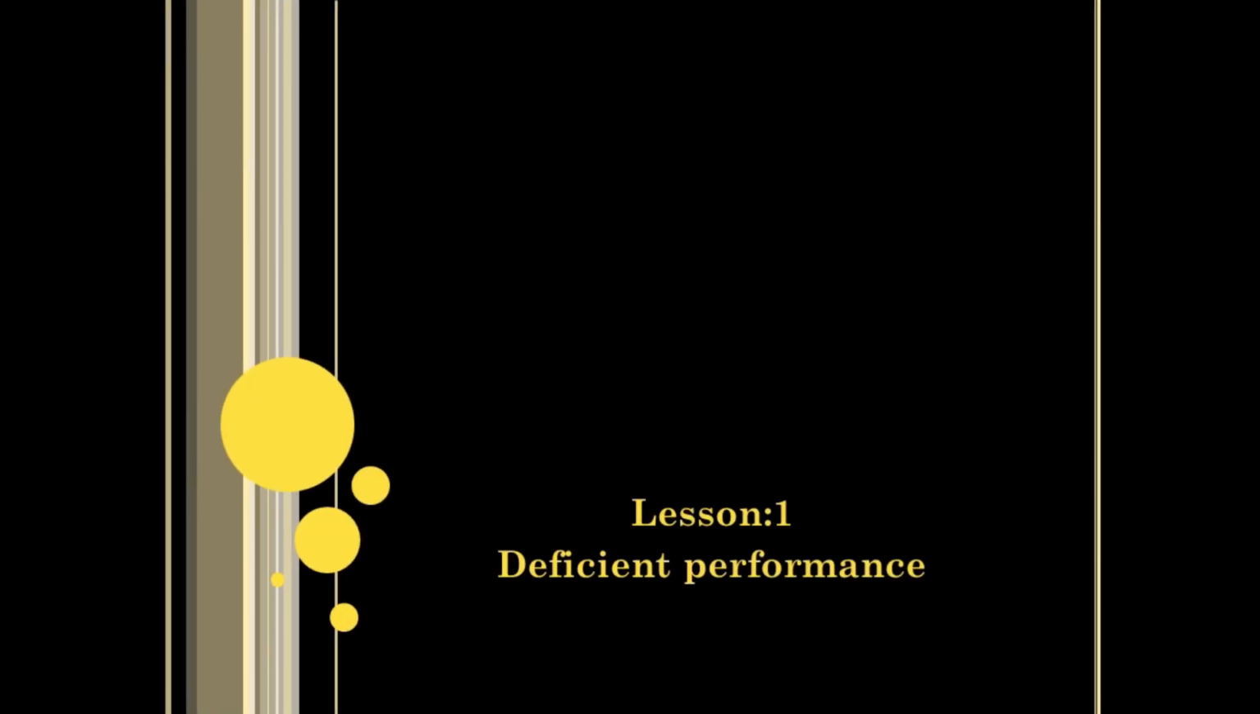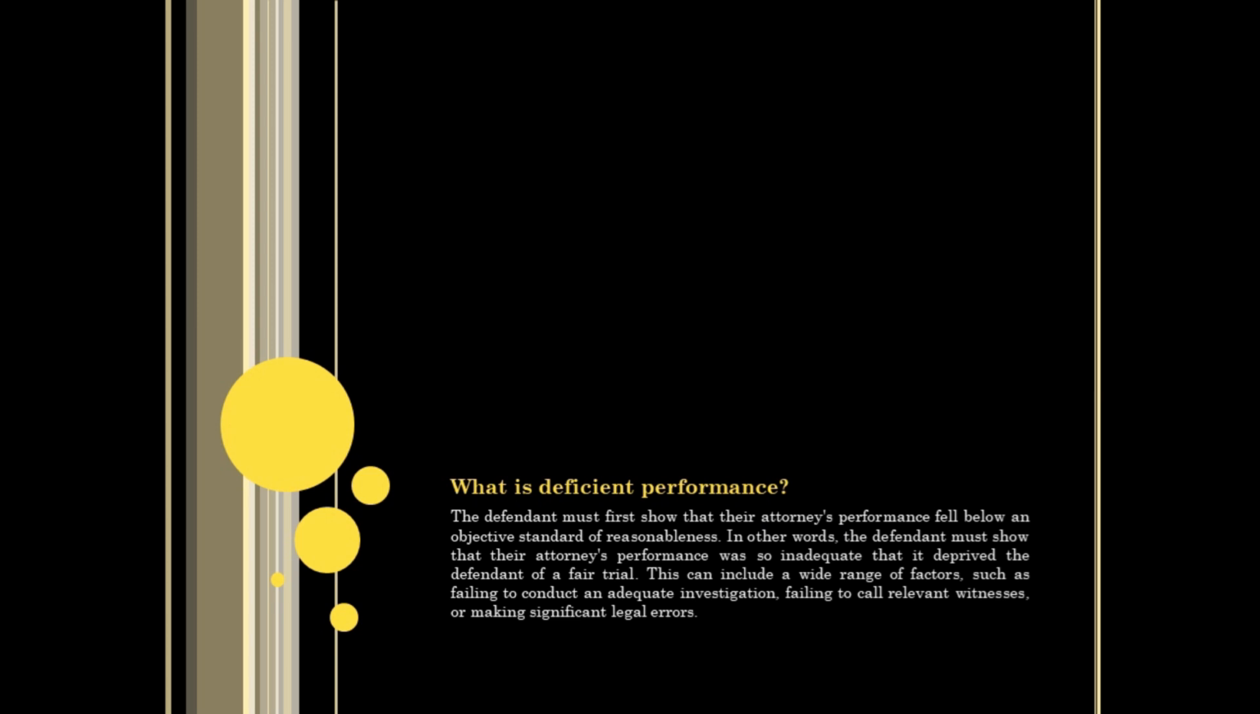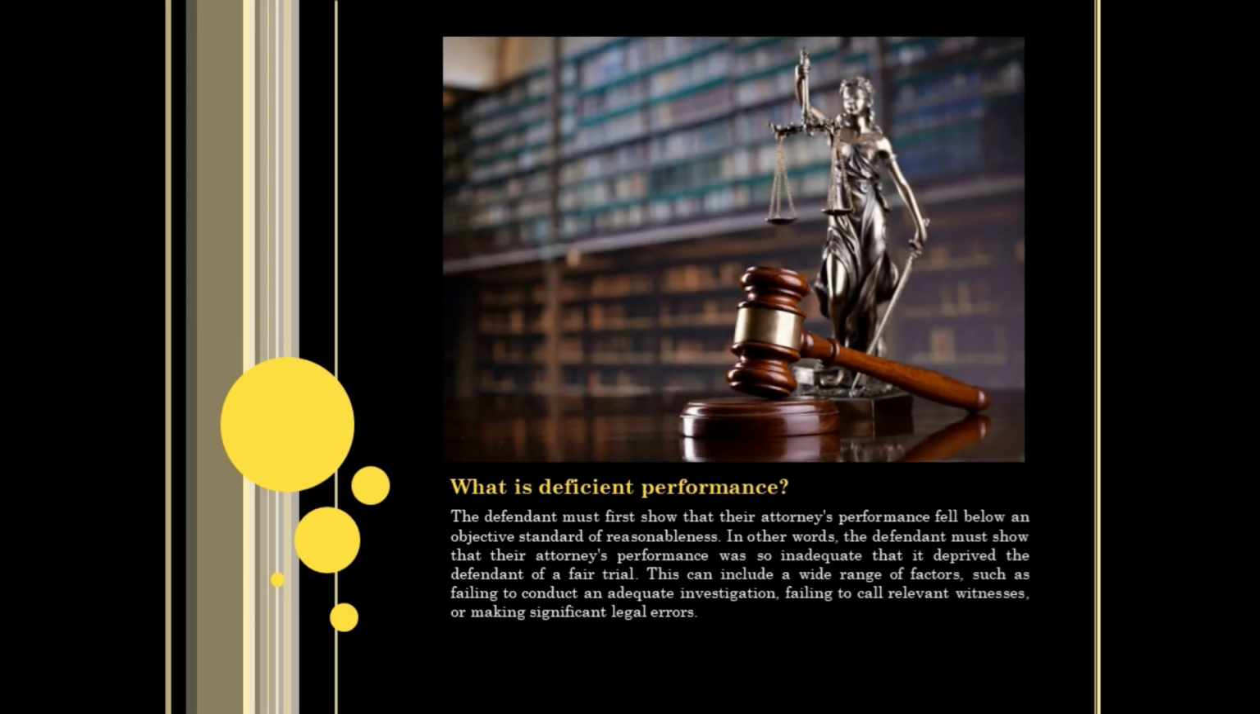Lesson 1. Deficient performance. What is deficient performance? The defendant must first show that their attorney's performance fell below an objective standard of reasonableness. In other words, the defendant must show that their attorney's performance was so inadequate that it deprived the defendant of a fair trial. This can include a wide range of factors, such as failing to conduct an adequate investigation, failing to call relevant witnesses, or making significant legal errors.